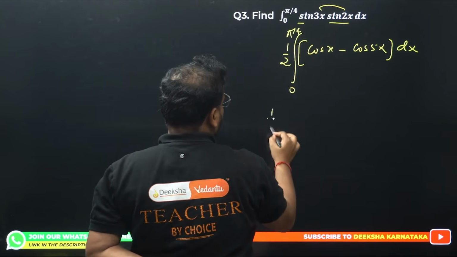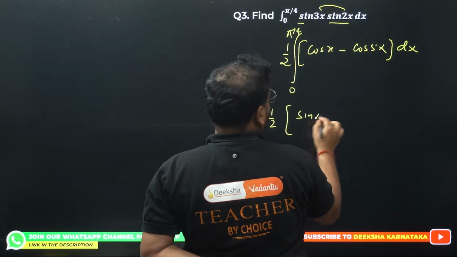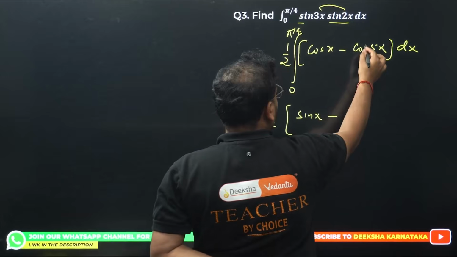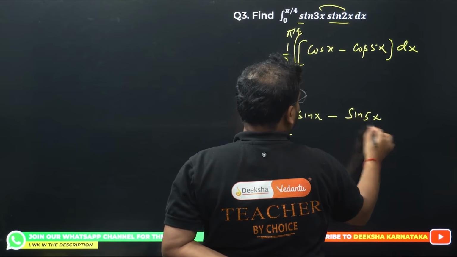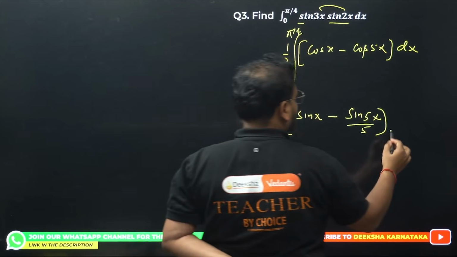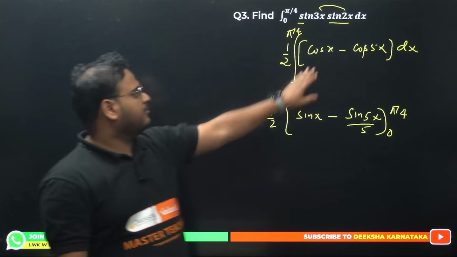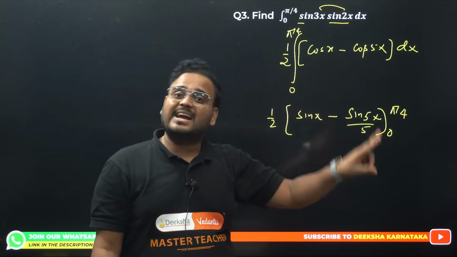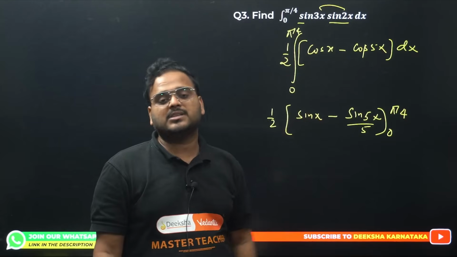1 by 2 is outside. Integrate now. Cos x integrates to sin x. Cos 5x integrates to sin 5x by 5. What's the limit? 0 to pi by 4. Correct? The formula 2 sin a sin b becomes cos of (a minus b) minus cos of (a plus b).